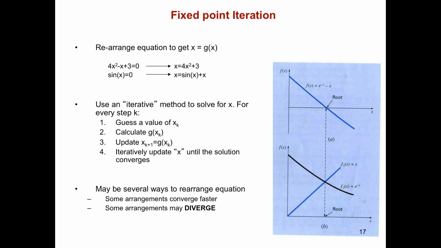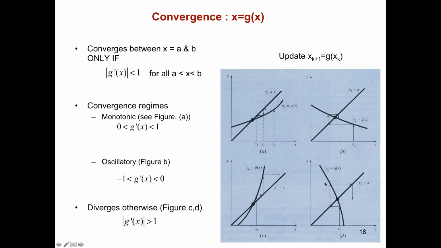So for instance, what I'm really looking for in these equations is the intersection between y is equal to x and this function g of x. So I'm looking for the intersection of these. Now here are some examples where it works and examples where it doesn't work.